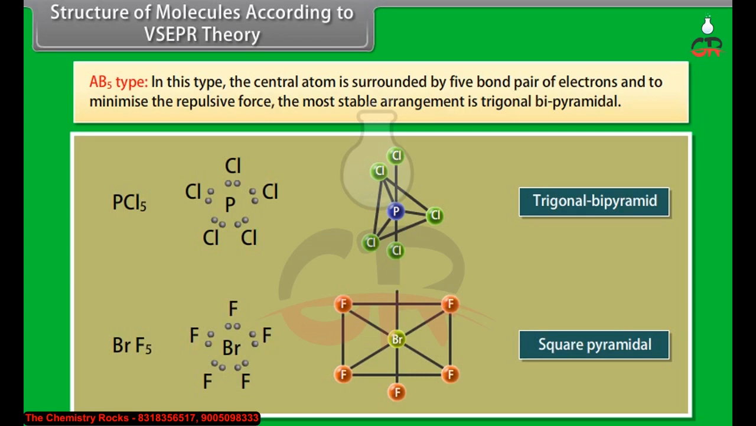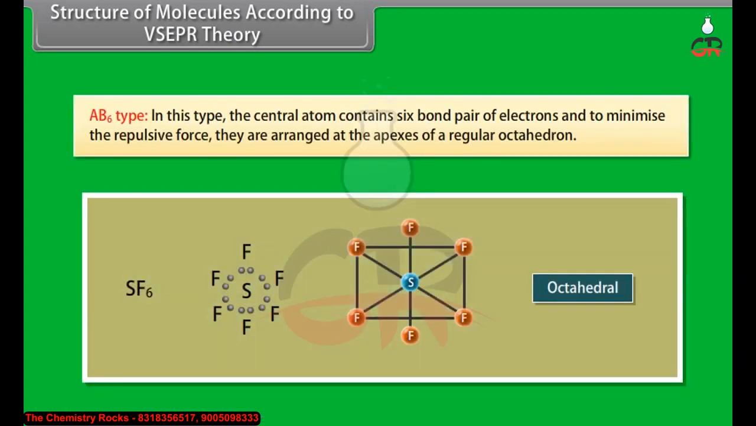AB5 type. In this type, the central atom is surrounded by five bond pair of electrons, and to minimize the repulsive force, the most stable arrangement is trigonal bipyramidal. AB6 type. In this type, the central atom contains six bond pair of electrons, and to minimize the repulsive force, they are arranged at the apexes of a regular octahedron.